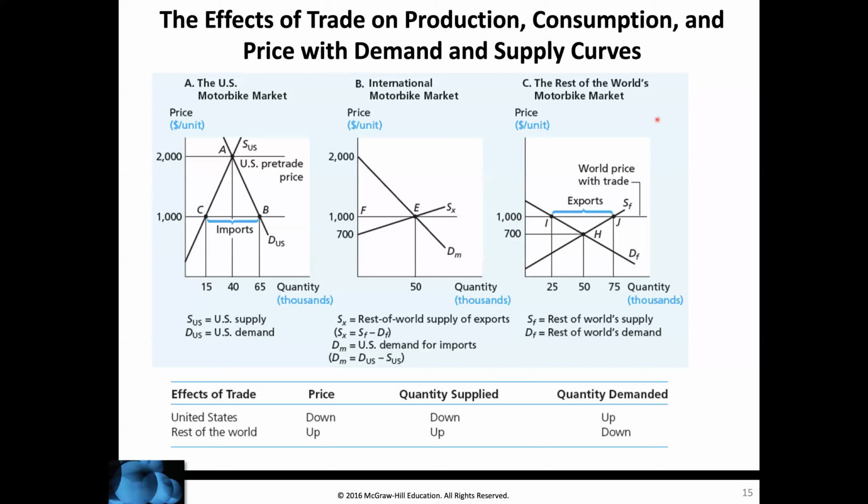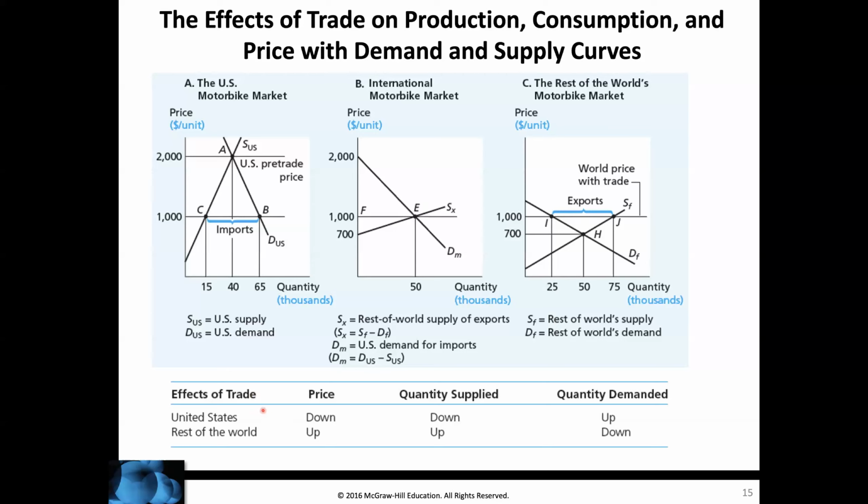Looking at the rest of the world's motorbike market, you can see the original equilibrium of supply and demand gives us a rest of the world price of 700. But because of international trade and the exports to the US market, we can see the price goes up to 1,000, and this quantity of 50,000 is exported to the US. So this table down below shows a summary of what happens.